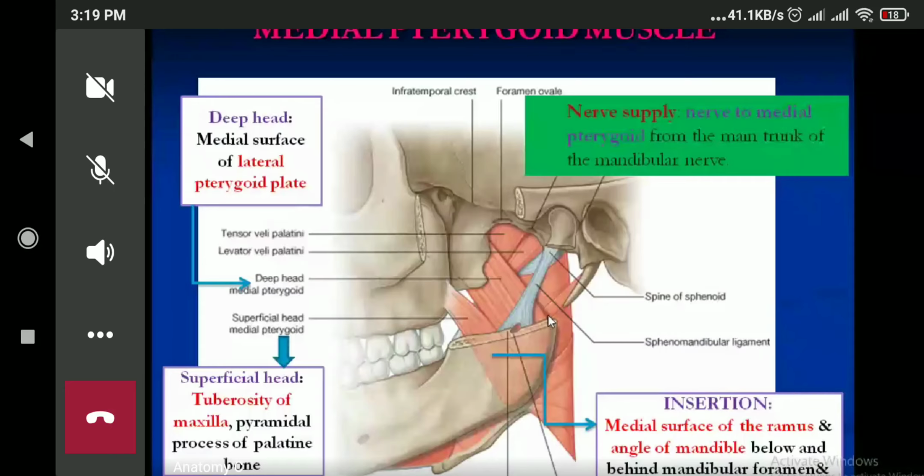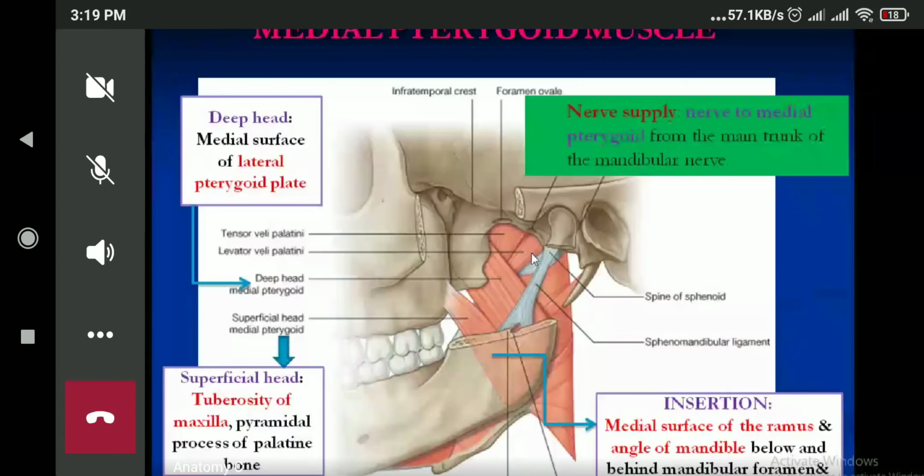Last time I have already told you there are two nerves which arise from the main trunk of the mandibular nerve. One is the nervus spinosus. The next one is the nerve to medial pterygoid. This nerve to medial pterygoid will supply the medial pterygoid muscle, tensor veli palatini, and tensor tympani. Remember this: tensor veli palatini, tensor tympani, and medial pterygoid. All these muscles will be supplied by the nerve to medial pterygoid.